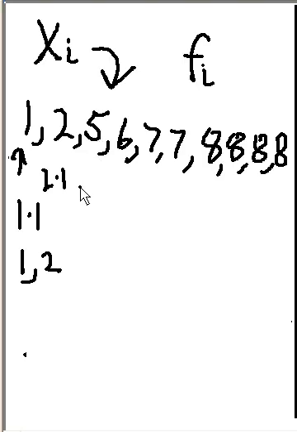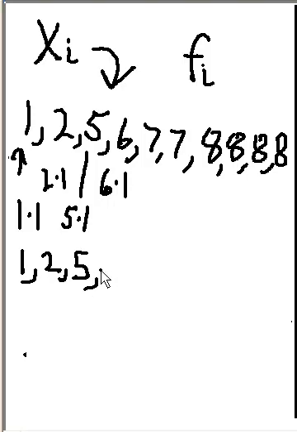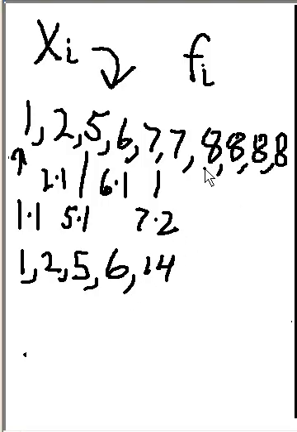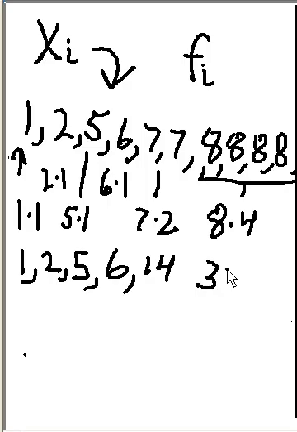How about 5? Well, 5 occurs 1 time, and that gives me 5. 6 occurs 1 time, and that gives me 6. 7 occurs 2 times, and that gives me 14. 8 occurs 4 times, and that gives me 32.